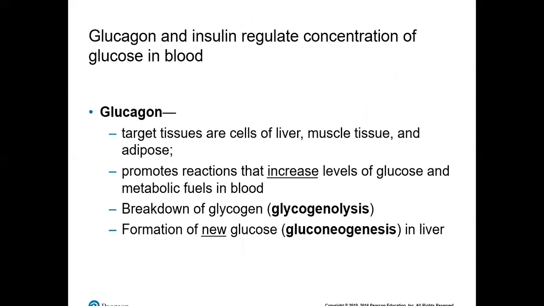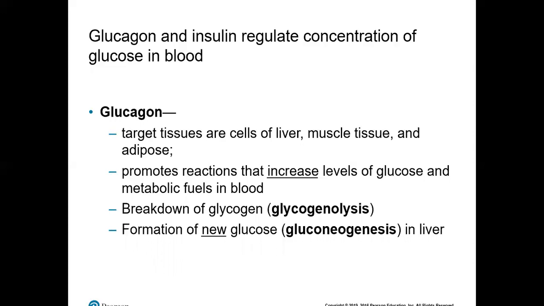Glucagon and insulin together, they basically help to balance your blood glucose levels. So they're in charge of glucose regulation or glucose homeostasis. They're balancing blood glucose levels, and they're basically doing kind of opposite work of each other. The summary here is that glucagon helps to increase blood glucose levels.